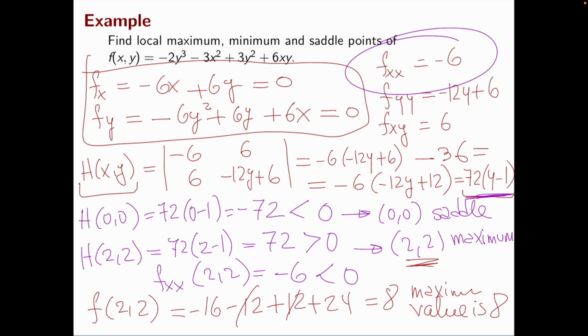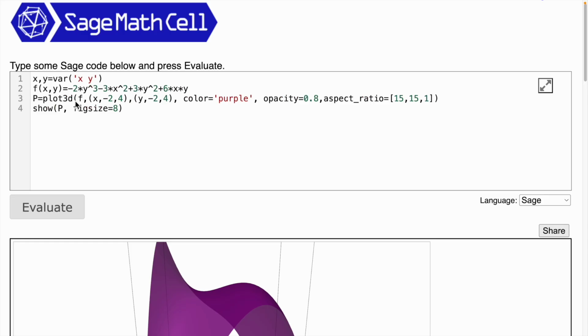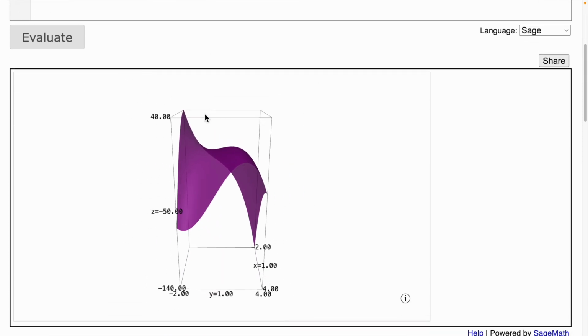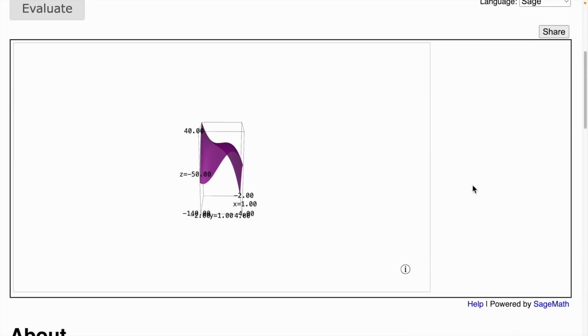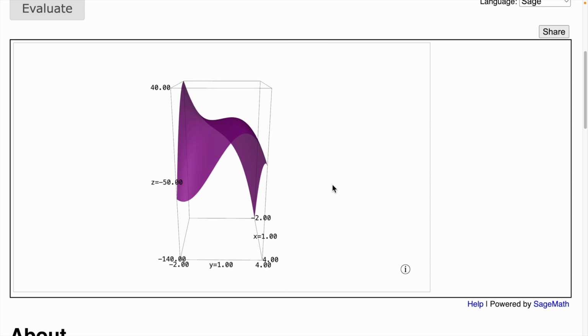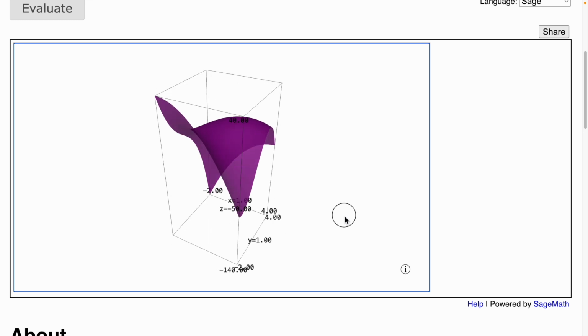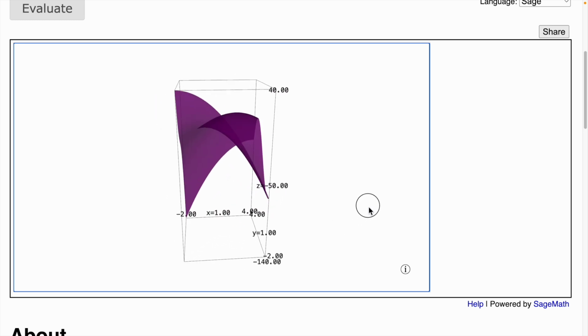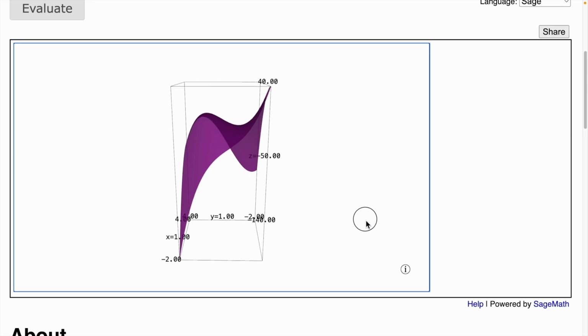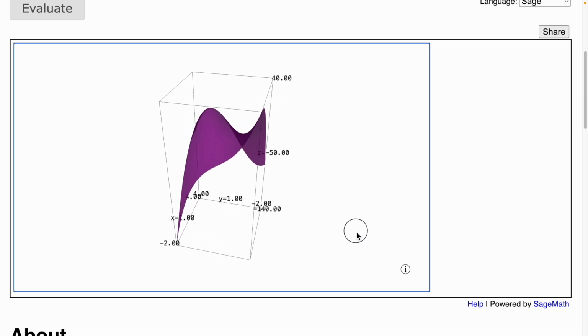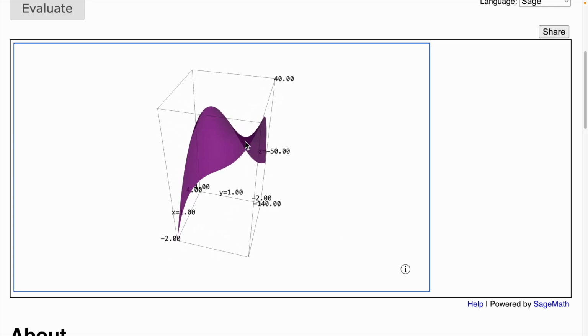Let's take a look actually at the function. So let's graph the function. This is the expression of the function that we have, and this is the graph that we obtain in Sage. So let's look at this function from different viewpoints. Because we can see it from all directions, we can understand also how a saddle point looks. So this is the saddle point that we are getting, and this is the maximum of the function that we got.